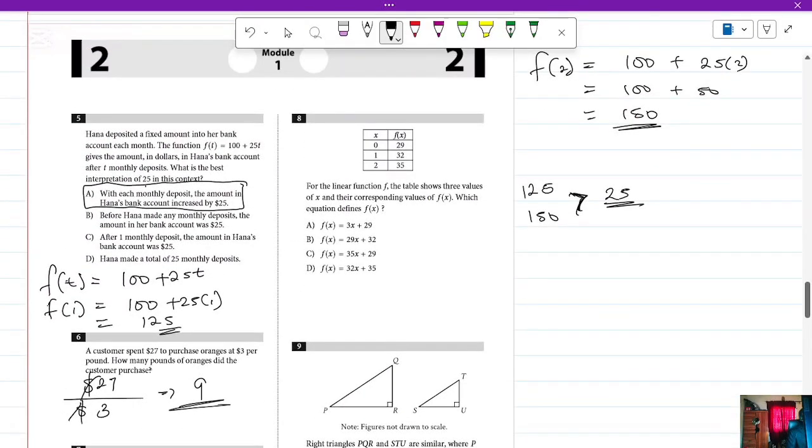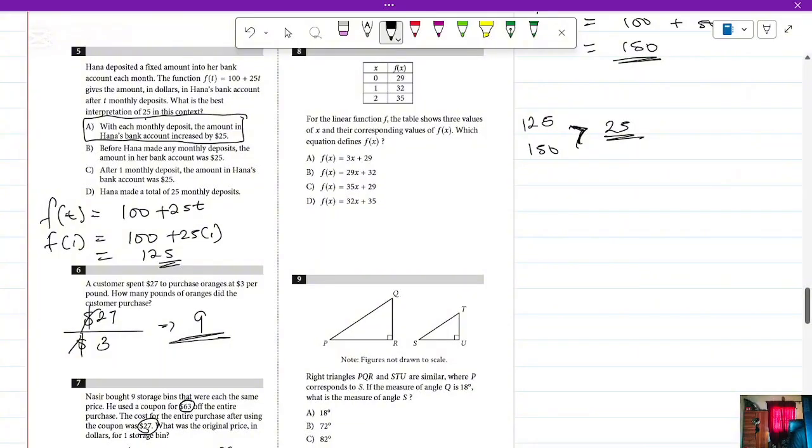Now let's look at number 8. They said for the linear function f, the table shows 3 values of x and their corresponding values of f of x. Which equation defines f of x? Now this is very much easy to do, right? And I want you to please pay attention to this. Actually, we can do it in 2 ways, but I'm just going to give you the simplest way to do it. Now look at this.